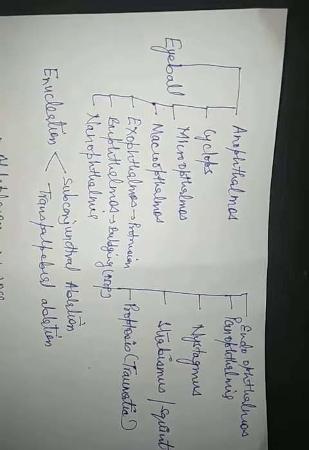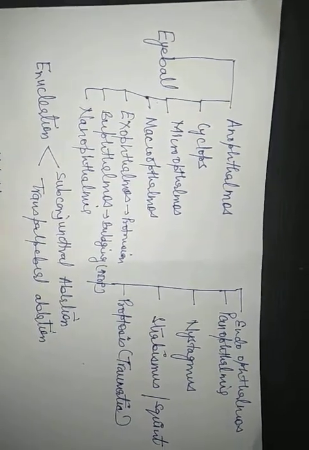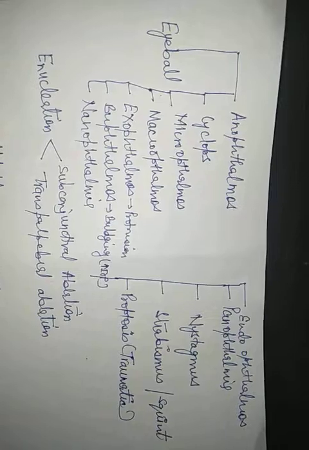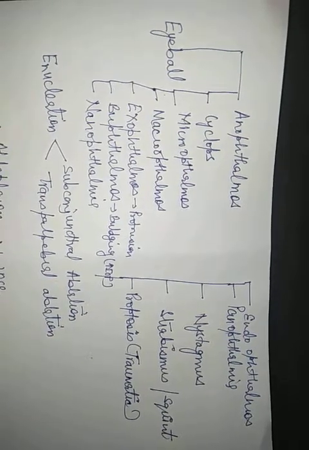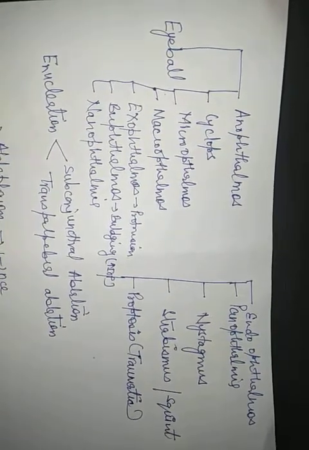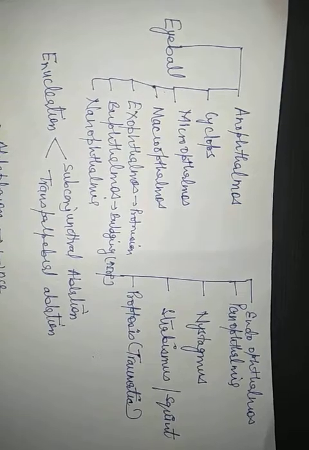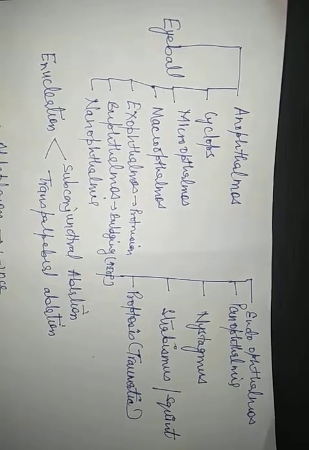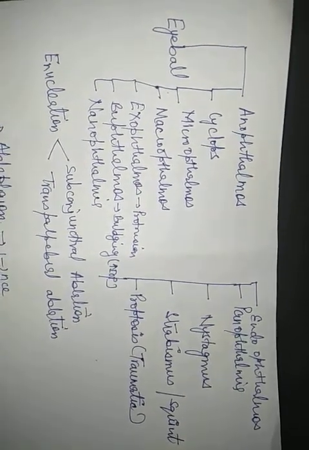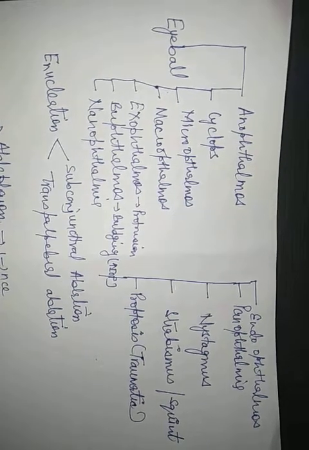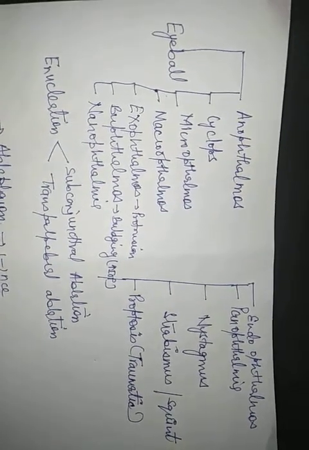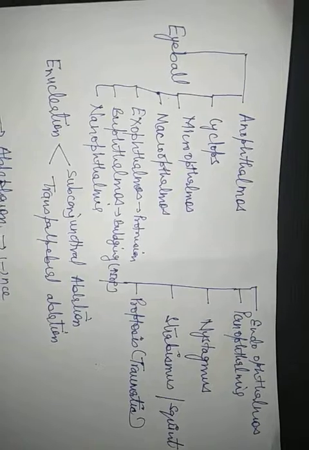Hello students. After completing the structure and examination of the eye, we come to the individual surgical interventions or affections in the different structures of the eye. First, we will see about the eyeball. The conditions associated with the eyeball may be anophthalmos, which means the absence of the eye, a developmental anomaly.